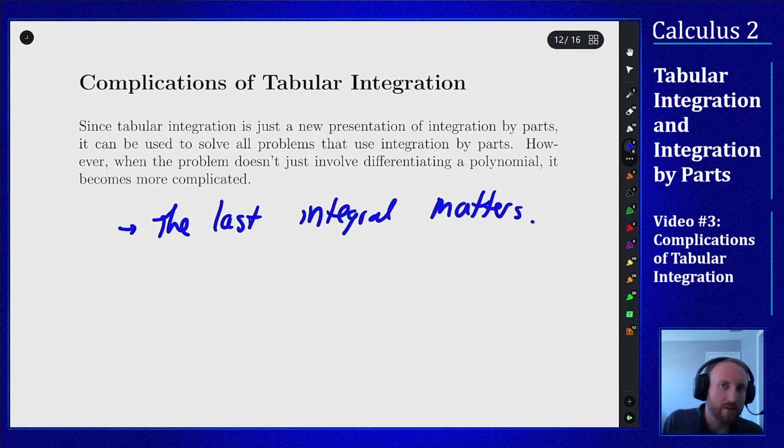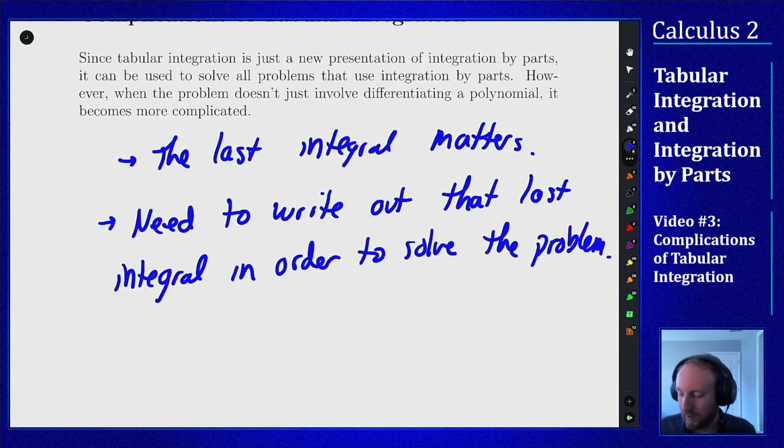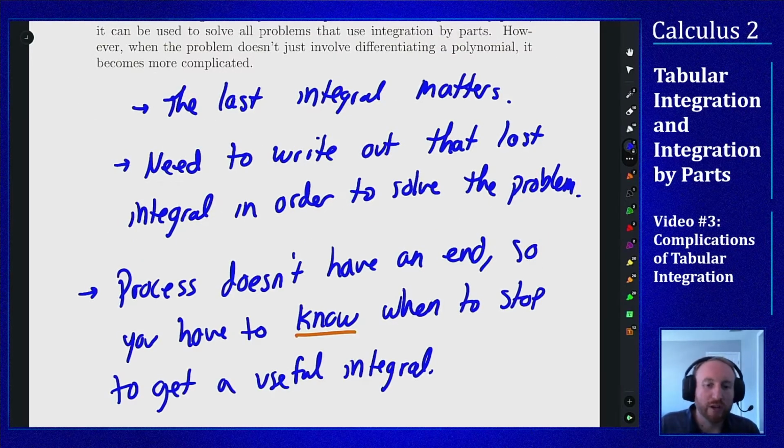So to properly solve these problems, you have to write out that last integral so you can actually work it out and solve the problem. Now the problem here is, for most of these problems, tabular integration doesn't have an end. You can just keep differentiating, keep integrating as far as you want. So there is no real last integral, so you have to know, based on the problem, based on what you see, when to stop this process to get to a last integral that's useful. And that's where the tricky part and the complications for this process come about: knowing when to stop the process to get to a point that's actually useful for solving the rest of the problem.